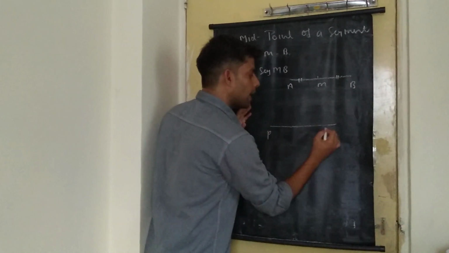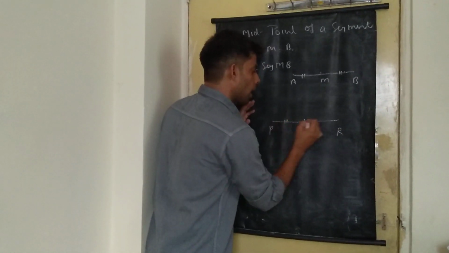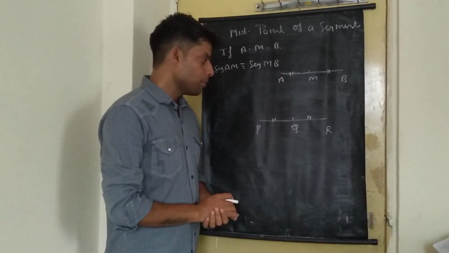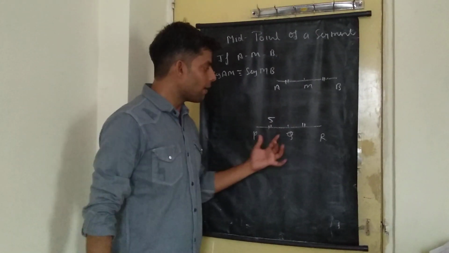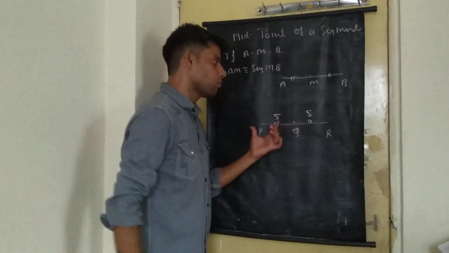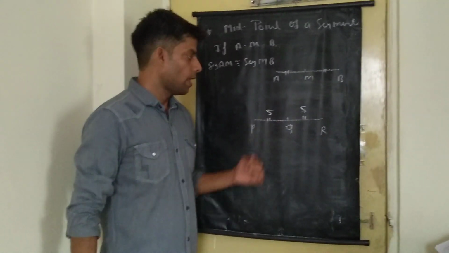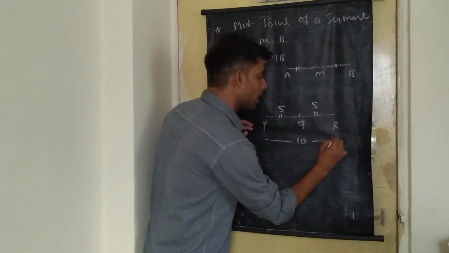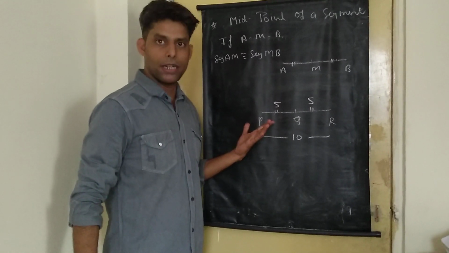Suppose that I say that 3 points P, Q and R are collinear, and Q is the midpoint of segment PR. Then we need to understand, if PQ is 5, what will be the value of QR? Definitely QR will also be 5, as both are equal. What will be the total length of PR? Now we can see PQ is 5, QR is 5, so definitely PR is going to be what? 10.